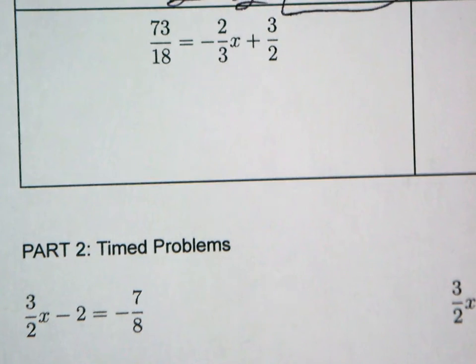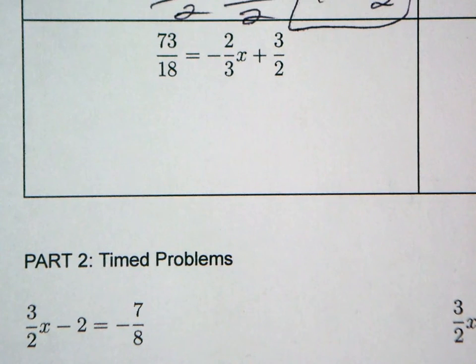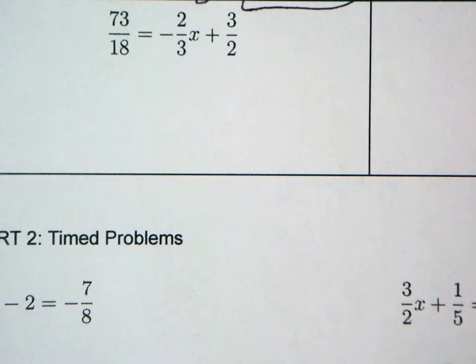Another example, here with 73 over 18, 2 over 3, and 3 halves. Instead, I can look for what's called the least common multiple. That is, the smallest number that all three of these denominators multiply into.